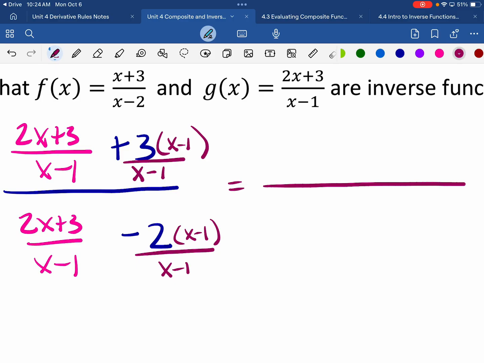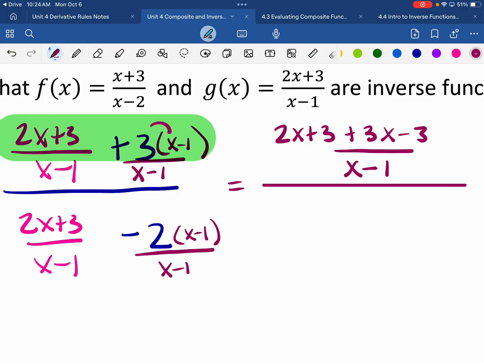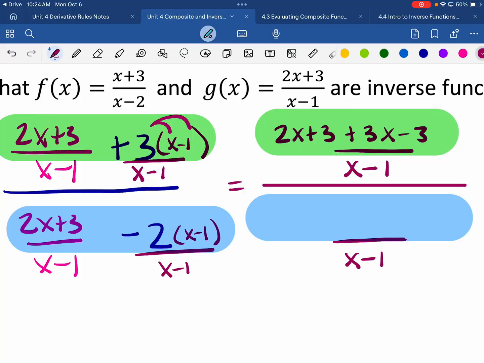All right, just like we did when we did our fractions at the beginning of the year, I'm going to rewrite this. So my denominator is now x minus 1, and everything on top, I'm going to just write on top. 2x plus 3, plus 3x minus 3. All right, on bottom, same thing. x minus 1, 2x. Everything on top is going to get written on top. So that's the green highlighter. And then I've got 2x plus 3 minus 2x plus 2.